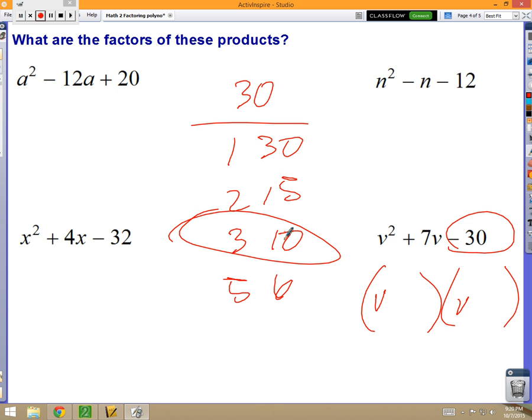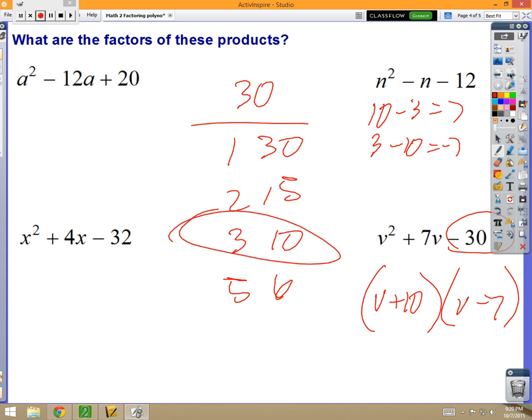One of them has to be negative. So is it 10 subtract 3 or is it 3 subtract 10? 10 subtract 3 is 7. 3 subtract 10 is negative 7. So it's going to be x plus 10 and x minus 7.